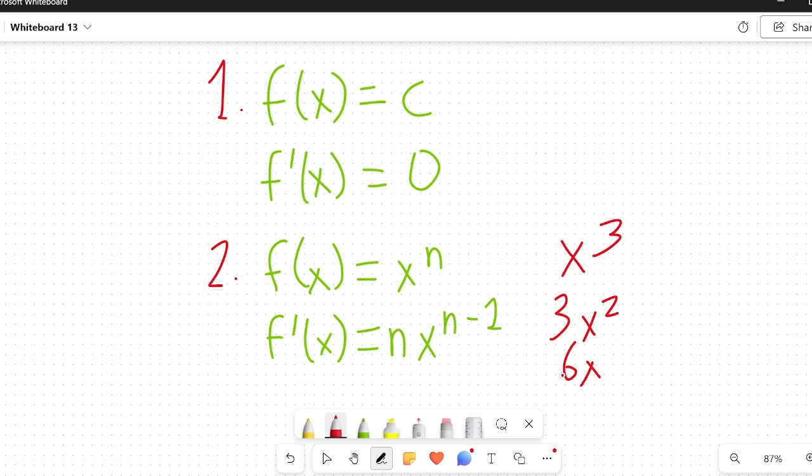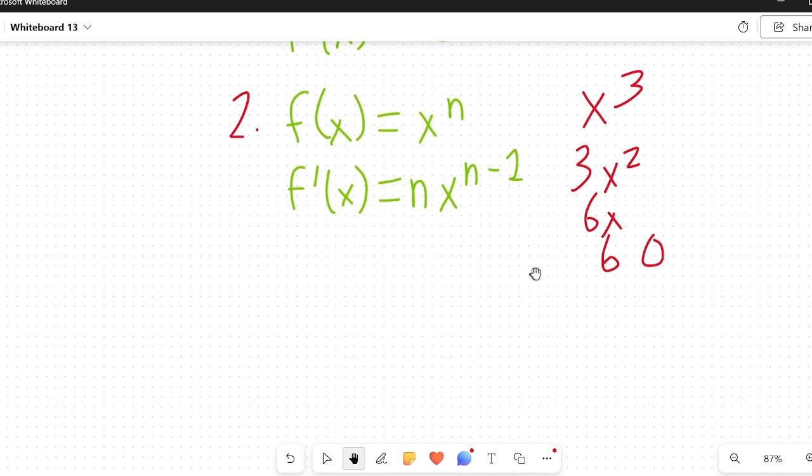We bring a 1 in front. It doesn't change this constant. But now we have an x to the 0. So taking the derivative again will be 6. And then if we take the derivative again of 6, we are going to be at 0, right? So you can see how, taking the derivative over and over again, we actually apply this power rule, right? So, yeah.